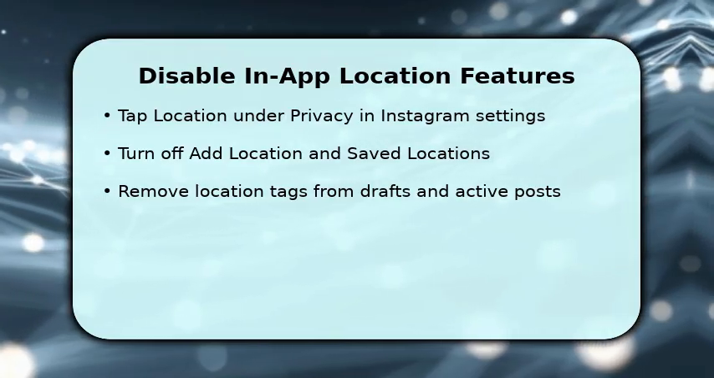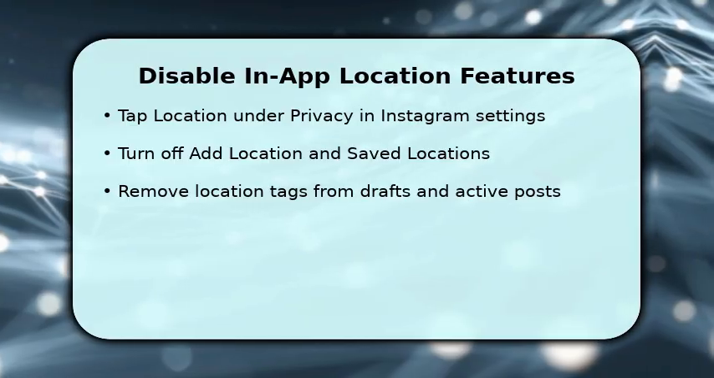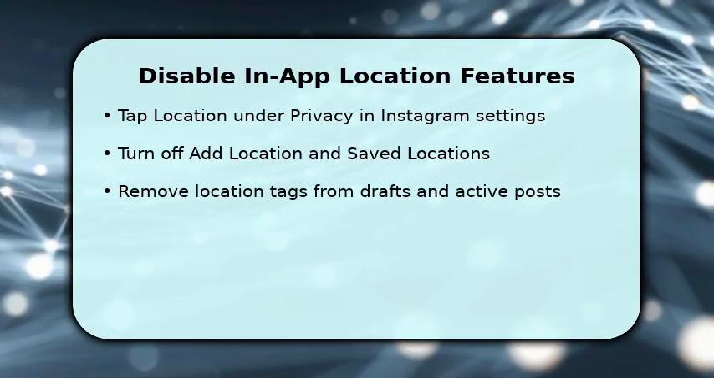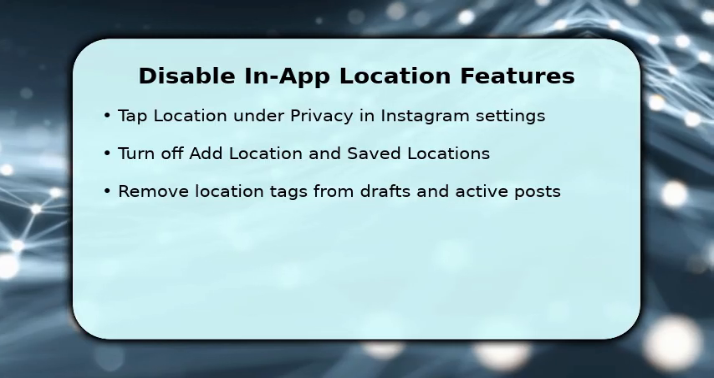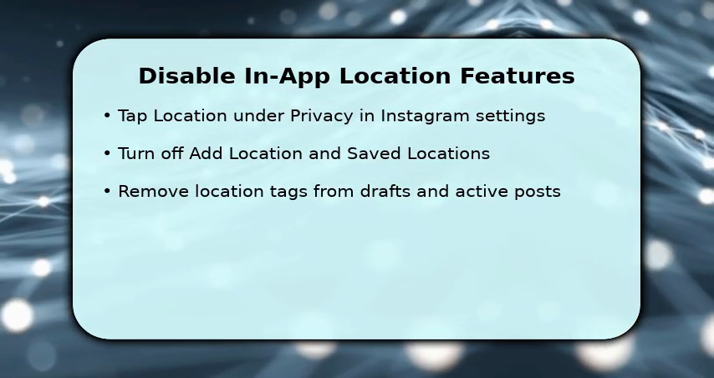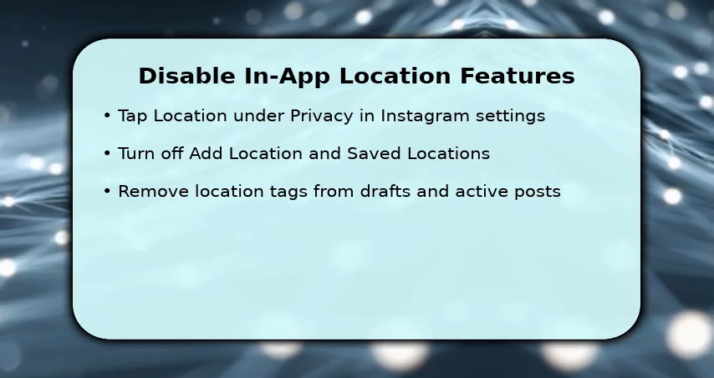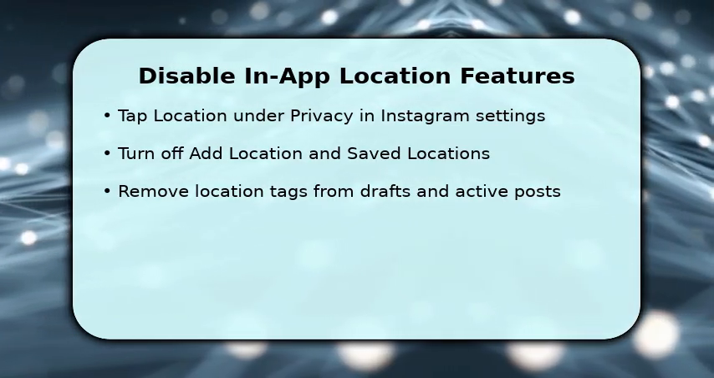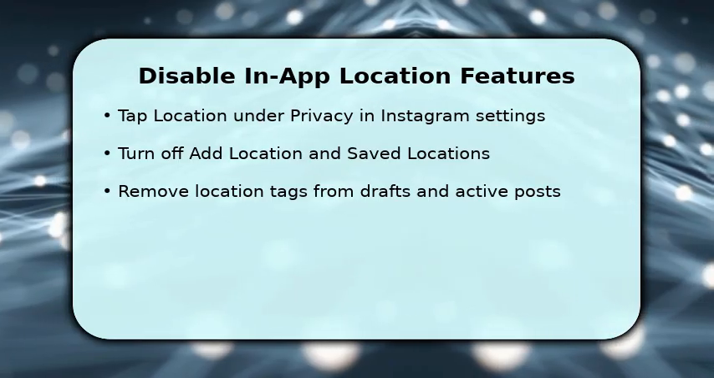Next, review saved locations and delete entries so Instagram won't suggest them. Also check drafts and scheduled posts and remove location tags manually. This step matters because Instagram can attach places even if you forget. Proactively clearing saves. Now switch to your device settings.